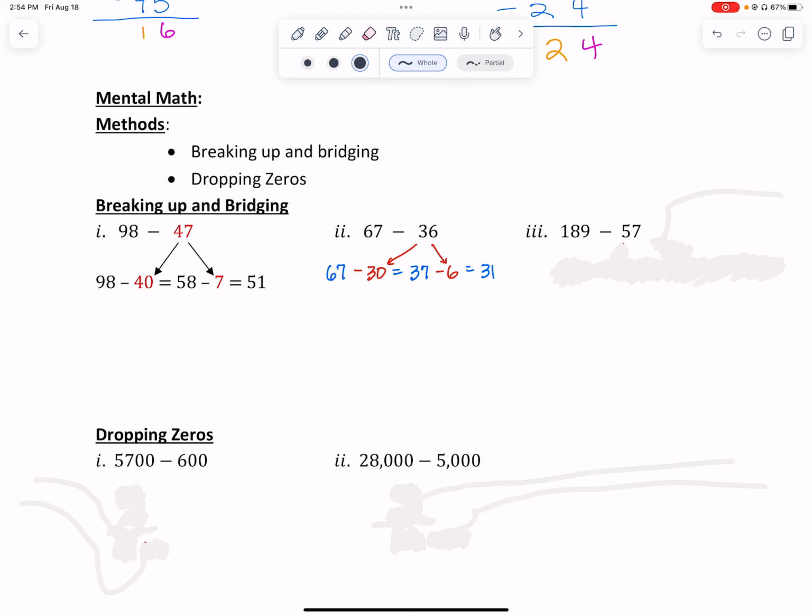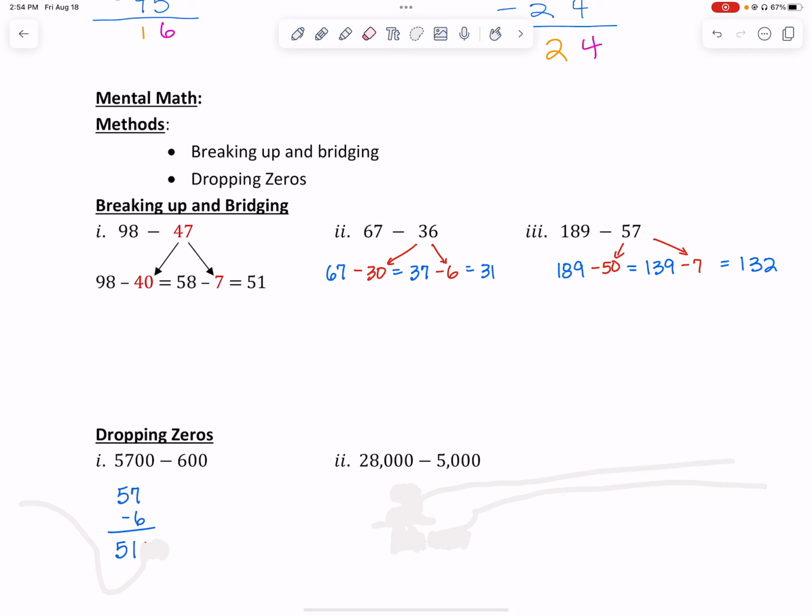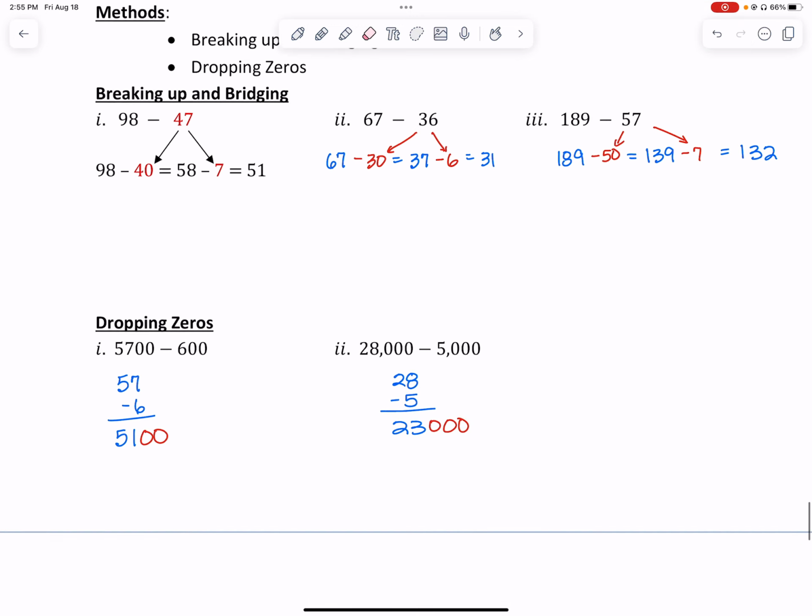One last one. 189, I'm going to subtract 50 first. So that would give me 139. And then I subtract my 7, and that gives me 132. And then dropping the zeros, exactly what it sounds like. I've got 5,700 minus 600. So I just think of it as 57 minus 6, which is 51. And then I just add my zeros. So 5,100. Same thing here, 28,000 minus 5,000. Just think of it as 28 minus 5, and then add your zeros.